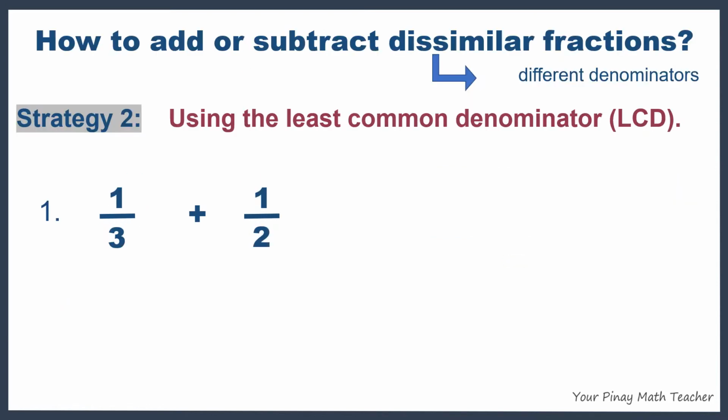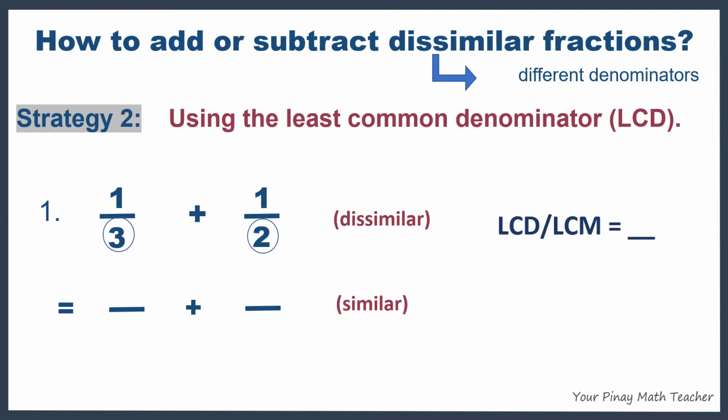How to add or subtract dissimilar fractions using the least common denominator or LCD. Example 1, 1/3 plus 1/2. Their denominators are different, that's why they are dissimilar. We have to make them similar by finding their LCD, or least common multiple.